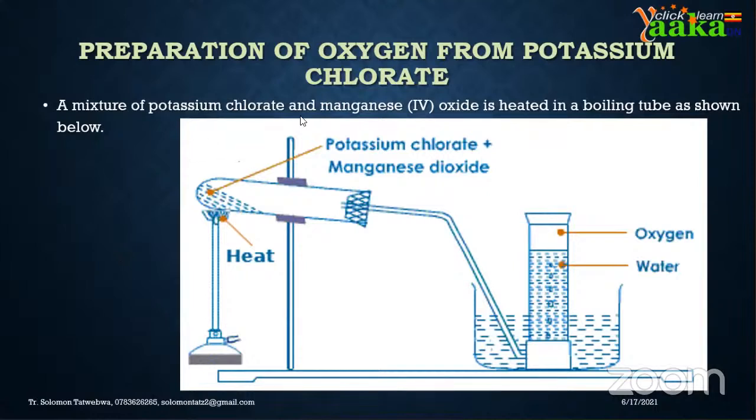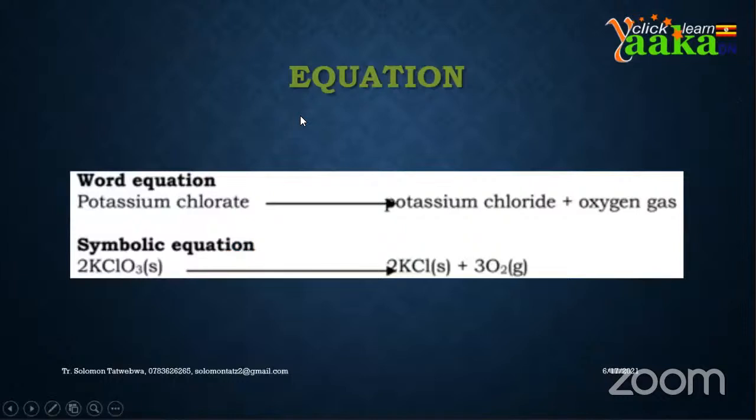Let's continue. Here is the equation. We have our potassium chlorate. There is a catalyst involved that we saw, manganese oxide. It is decomposing to form potassium chloride and oxygen gas. Okay, here is the symbol equation. Our potassium chlorate, this is the formula of potassium chlorate, is decomposing to form potassium chloride and the oxygen that we need. That's the reaction. Any questions about these equations?